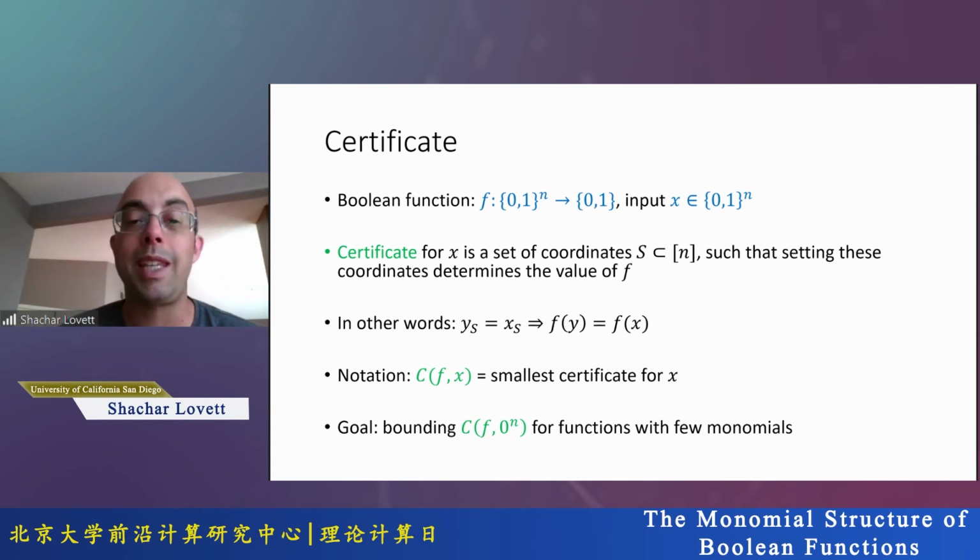And really a question about the hitting set is really about the certificate for the all zero input. Because think about it, if I have a hitting set for a monomial or polynomial, I have a few variables that intersect all the monomials. If I set them all to zero, I set all the non-constant monomials to zero, I get a constant function. So really the question about the hitting set is equivalent to proving that you have a small certificate for the all zero input.